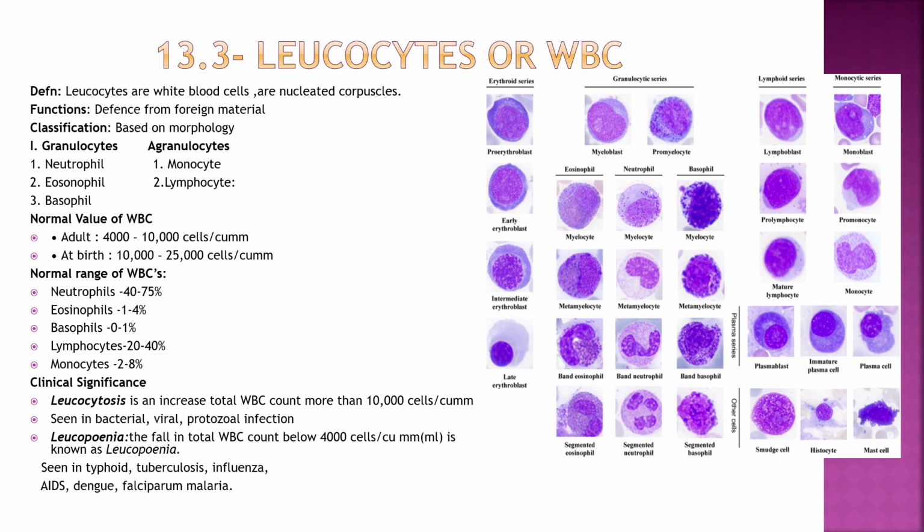The normal range in adult is 4,000 to 10,000 cells per cubic millimeter, and in newborn baby it may be 10,000 to 25,000 cells per cubic millimeter. If the WBC count is increased, it is called as leukocytosis, and it is seen in infections like bacteria, virus, protozoa or fungal infection. If the WBC count is less than 4,000 cells per cubic millimeter, it is called as leukopenia. It is seen in typhoid fever, tuberculosis, influenza, AIDS, dengue, falciparum malaria. So in chronic conditions you can see leukopenia, and in acute conditions you can see leukocytosis.